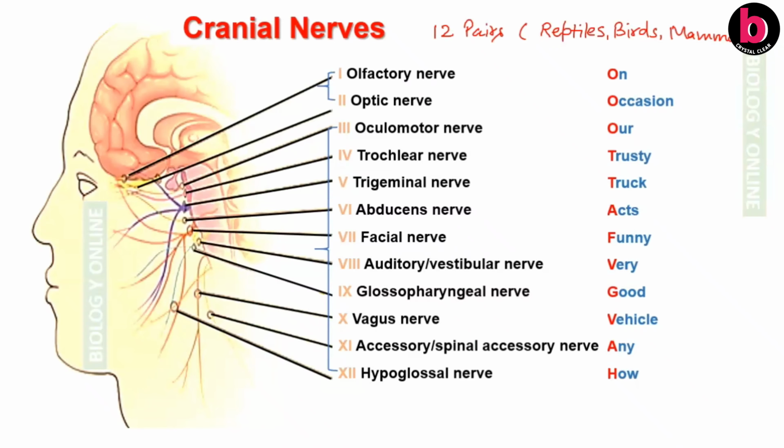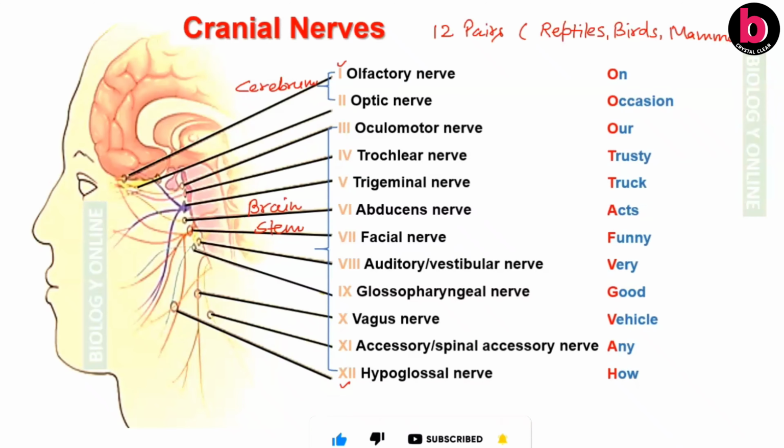So these are 12 pairs of cranial nerves from first onward up to 12th, and they are represented just by Roman numerals. Out of these 12 pairs, the first two pairs originate from the cerebrum, that is the largest part of our brain, and the last 10 pairs originate from the brain stem. What is the brain stem? For the rest of the details, you can check the video, the link given just below in the description.